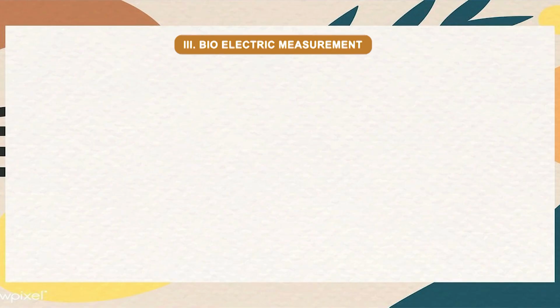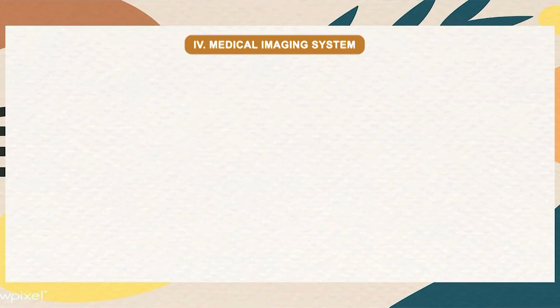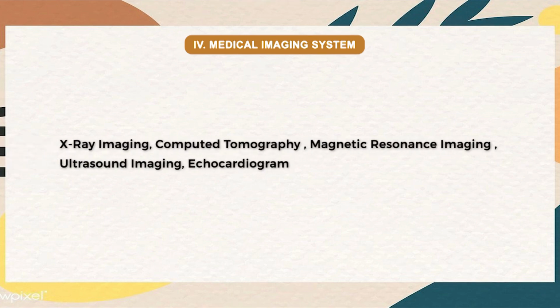Third chapter, we discuss bioelectric measurement: characteristics of biopotentials and electrodes, electrodes and electrode skin interface, electrocardiography, electromyography and electroencephalography and their applications. Fourth chapter, we discuss medical imaging systems: X-ray imaging, computed tomography, magnetic resonance imaging, ultrasound imaging, echocardiography.